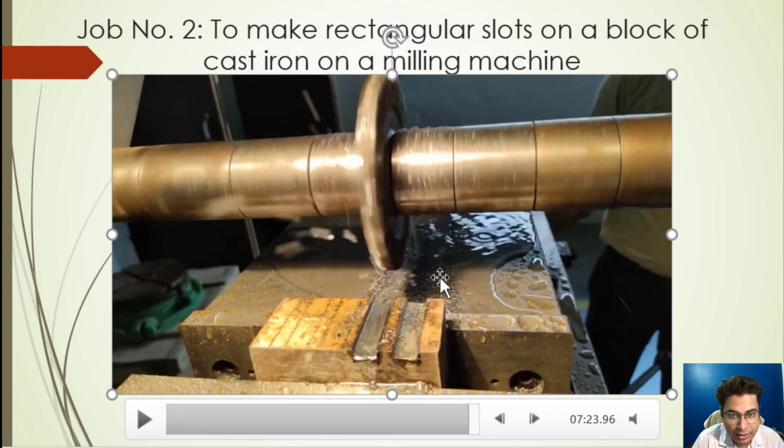See, the chips can be very easily identified from here. If we look closely, we may see that the chips over here are very small in size compared to the coil type of chips which we observed while turning on a lathe.